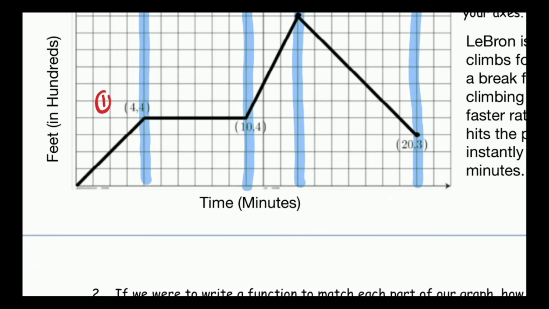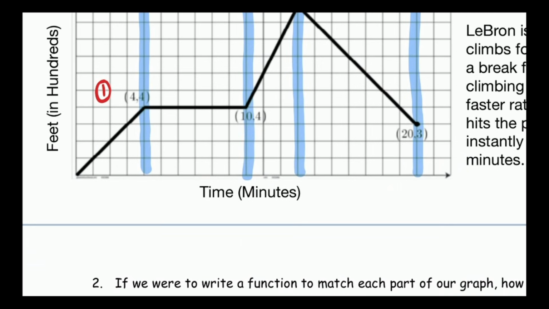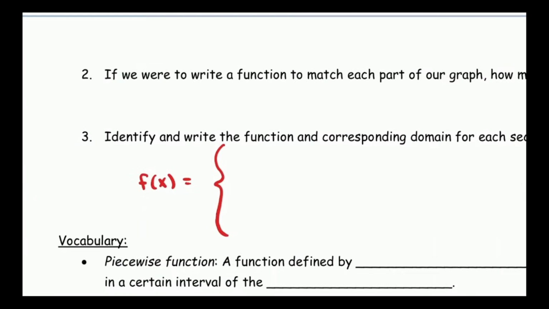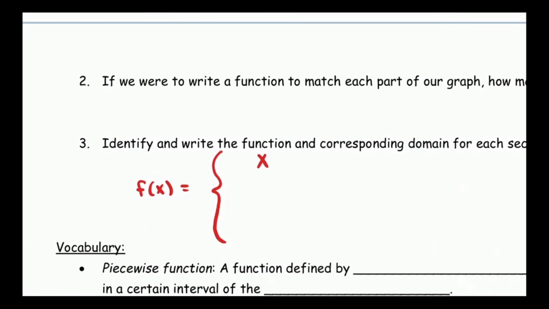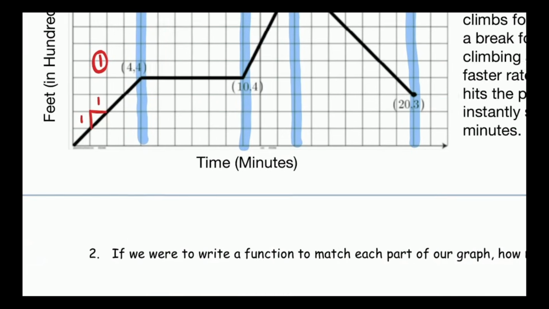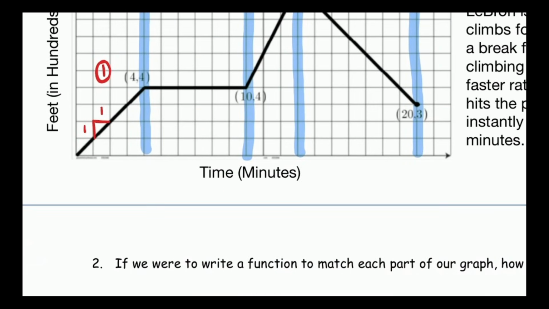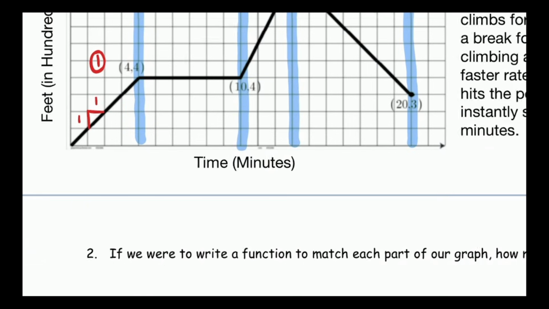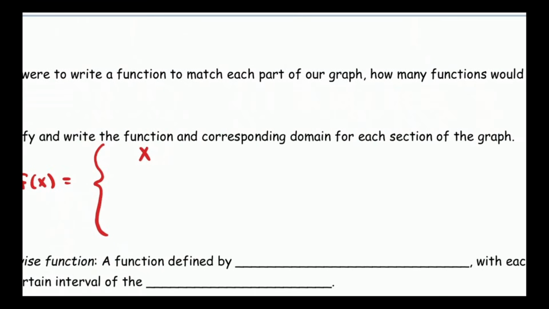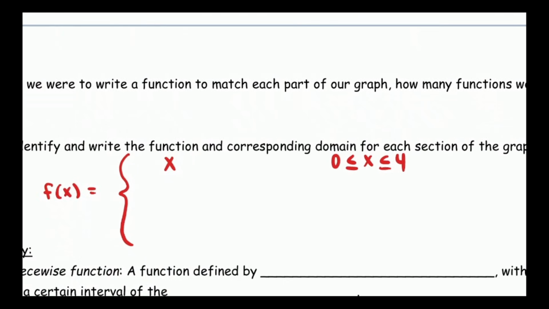So this first section here, this is a straight line, and we see it has a slope of 1 and a y-intercept of 0. So we can just simply write that as just x. Now, we think about the domain. We start at 0 when LeBron is starting his climb in 0 minutes, and he climbs for 4 minutes, so we go from 0 to 4. So for our domain, I'm going to write that as 0 is less than or equal to x is less than or equal to 4. So that's our first section.